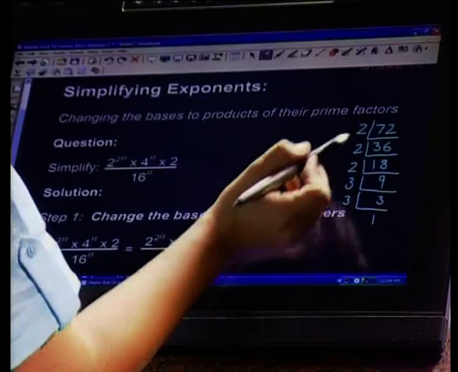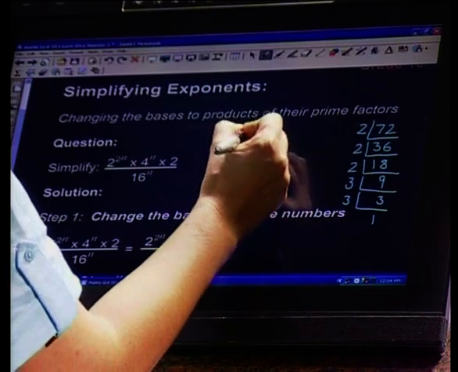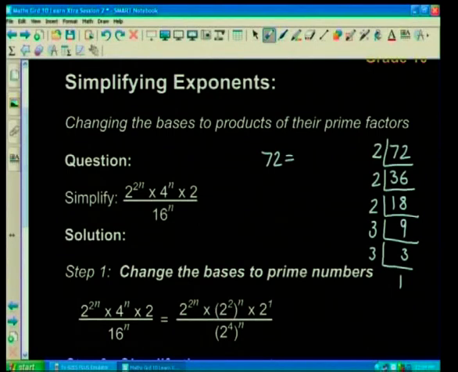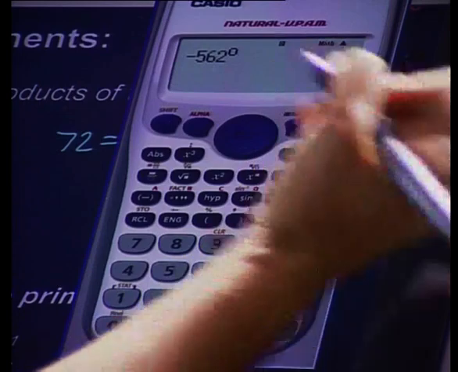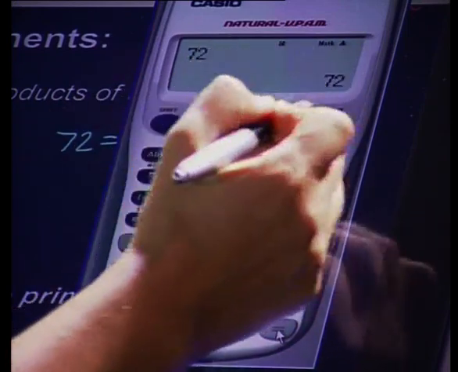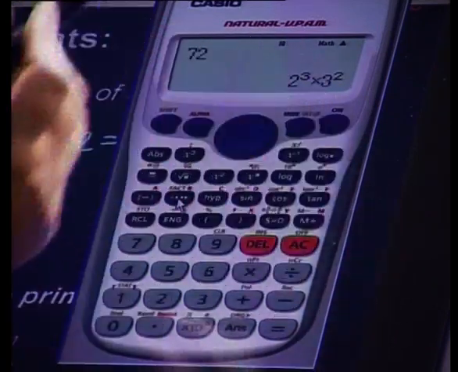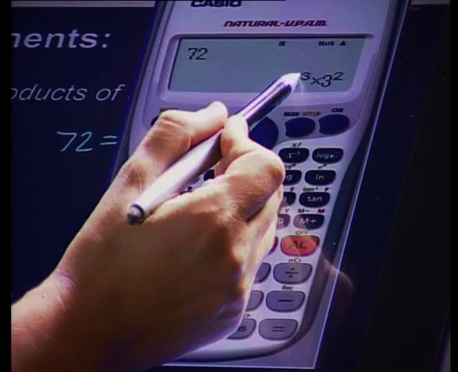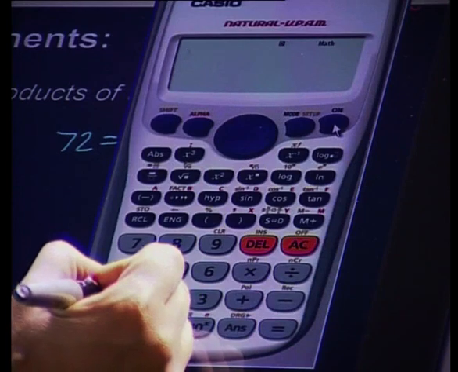In order to get 72, what we're going to have to do is multiply 3 times 3 times 2 times 2 times 2. In other words, 72 is equal to 2 to the power of 3 times 3 to the power of 2. Let's show you how to do this on your calculator. Now it's only some calculators that let you do this. You start by pressing 72 and you press equals. The reason you press equals is because you can only use shift and fact once you have got the 72 down there. What you see is 72 is equal to 2 to the power of 3 times 3 to the power of 2. Let's try that with a slightly higher number, like 112.